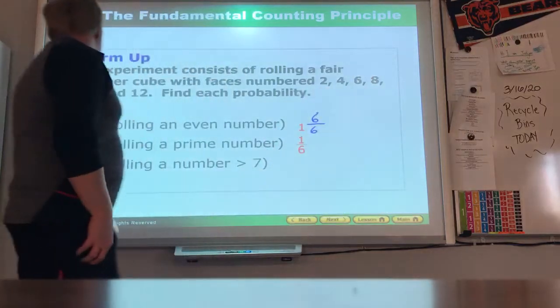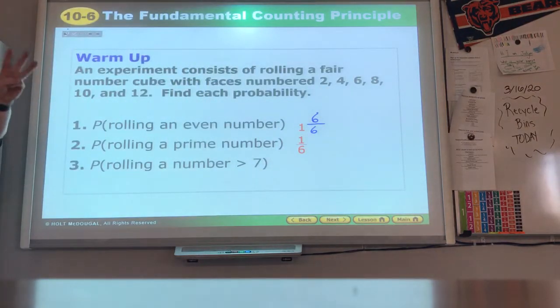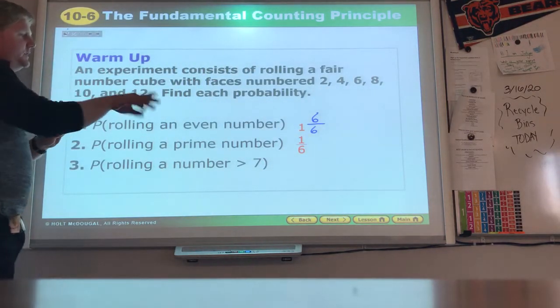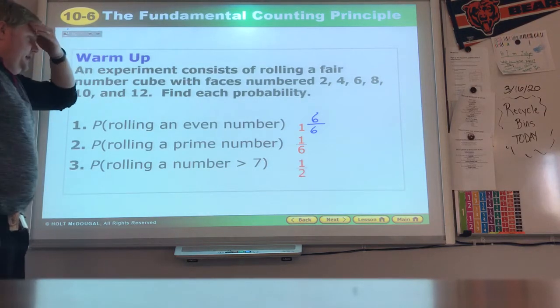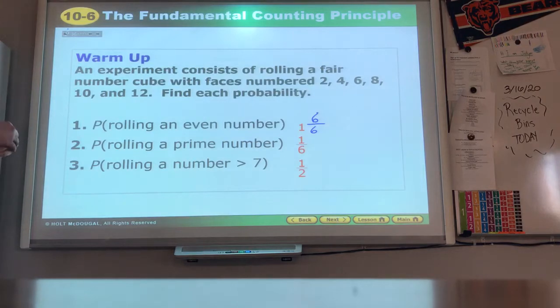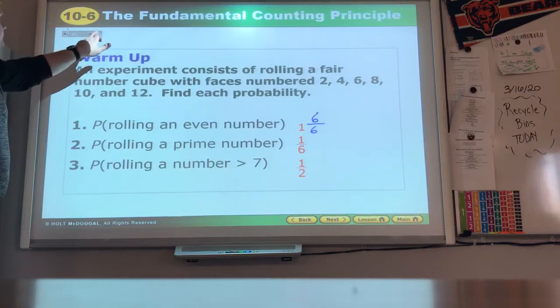Rolling a number greater than 7. Greater than 7, greater than 7. 3 of them meet my requirement. 6 total choices, so 3 out of 6, or 1/2. I went to lots of extra trouble to put all the different variations of 1/2 or whatever it may be for an answer that could be possible. Please do reduce, but if you don't, you still have a chance at getting it right.